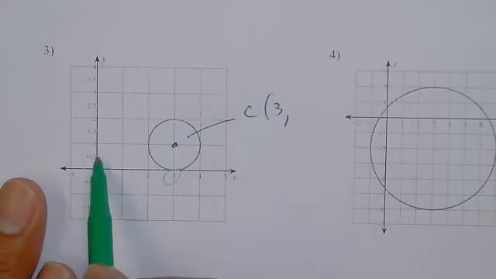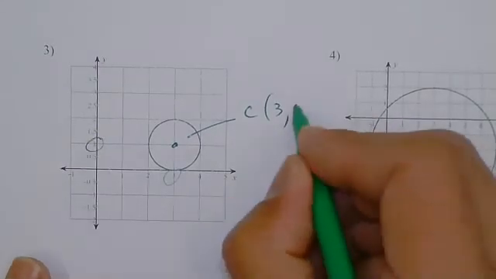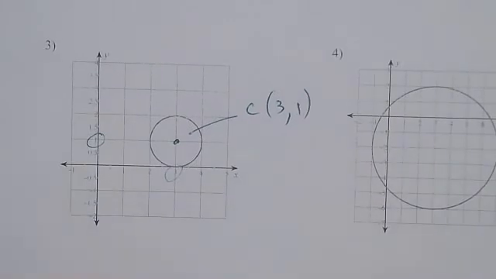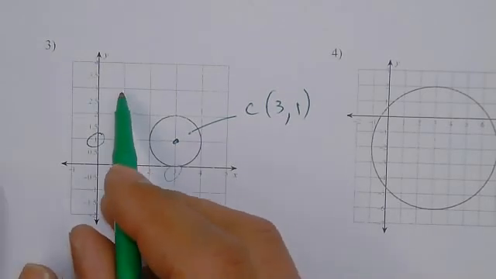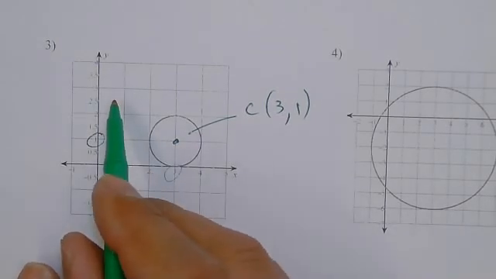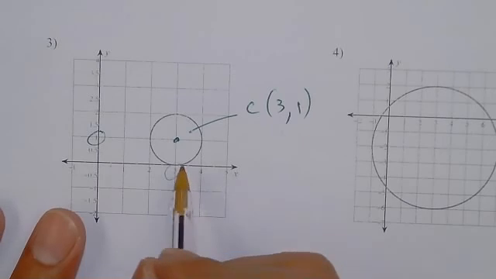The center is 3 and not 2. It's going by half, 0.5. It's actually 3 what? All right, we're good? 3, 1. Did everybody get 3, 1? Don't put 1, 3. That would be 1 this way and 3 up. That'd be over here, a different place. That's the center. What about the radius?